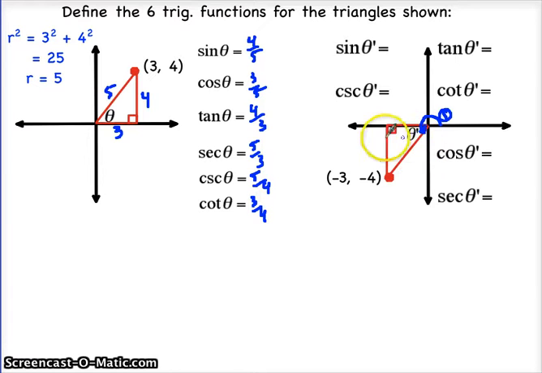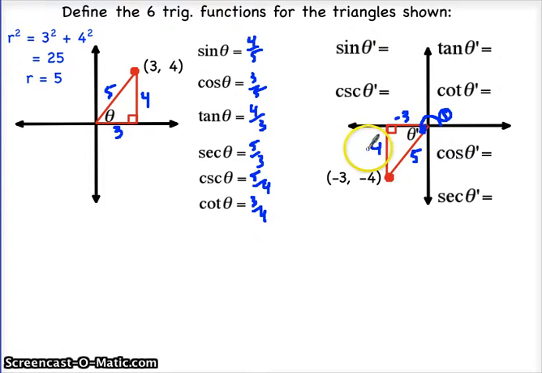And because theta prime and theta over here in the left drawing are basically the same, they both have side lengths of 3 for your x value and 4 for your y value. They're both going to have a radius or a hypotenuse of 5. They should essentially have the same sine values. The opposite is still 4 over 5 for the sine.